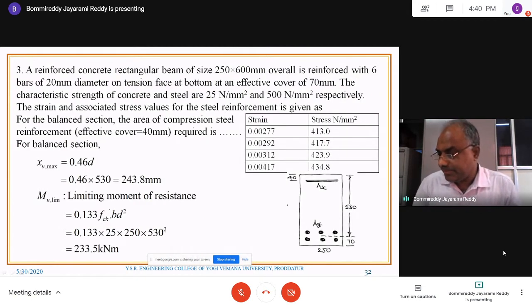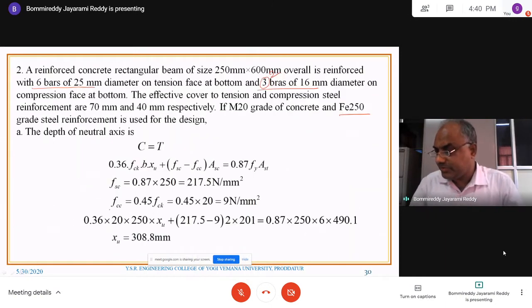First question will be, what is the depth of neutral axis? To get the depth of neutral axis, C is equal to T. And use the same way as earlier, FSC, FCC, everything. And finally, you will get 308. The same formula, whatever the problem that you have seen first one, it is same as that of this.